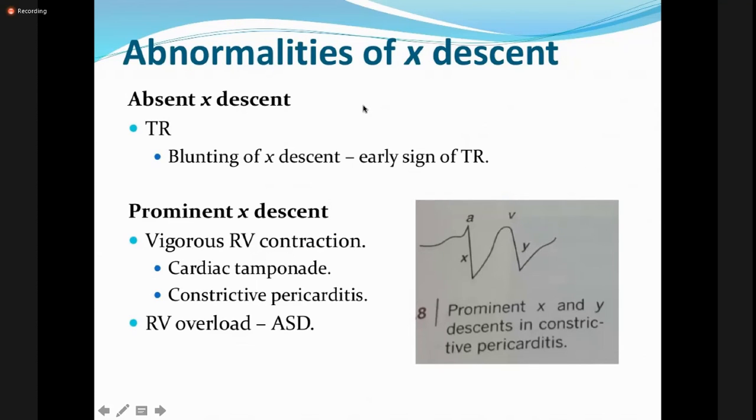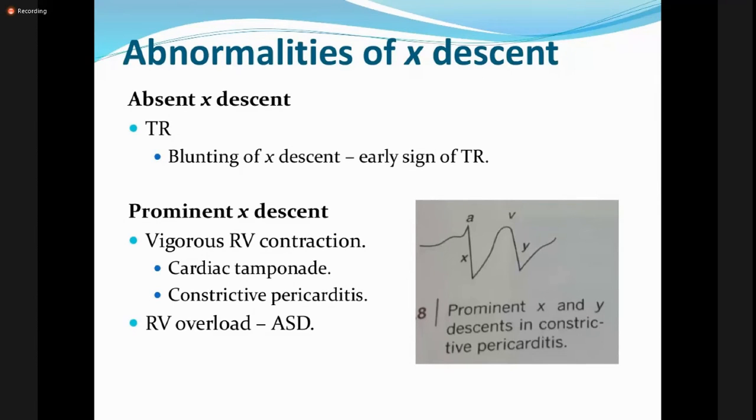Now comes to abnormalities of X descent. In case of tricuspid regurgitation, you will not find any X descent. Why? X descent is formed when there is contraction of the ventricle. But what happens in case of tricuspid regurgitation? With the contraction of the ventricle, the blood regurgitates to the atrium, and it will not let the atrial pressure fall during isovolumetric contraction. So the atrial pressure is maintained and there will not be any X descent.